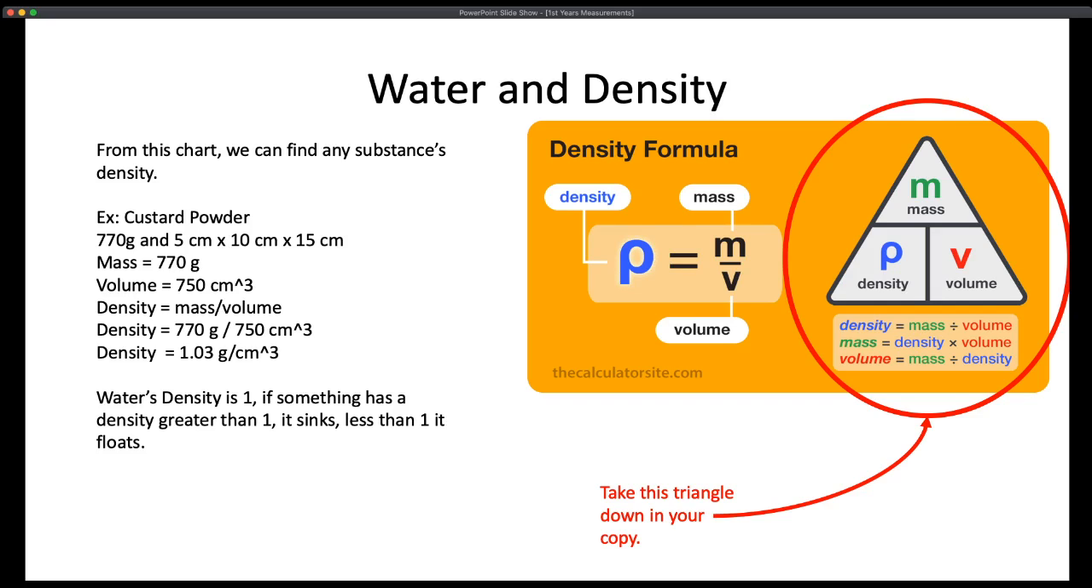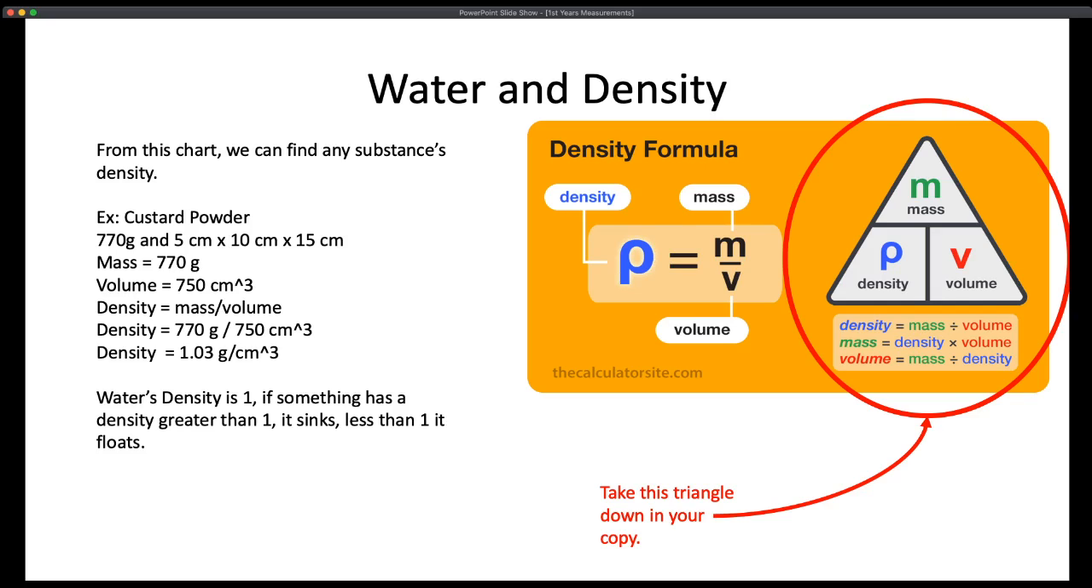And then since mass and volume are over top of one another, that means divide. There's also a little cheat sheet down here for you. So when you're trying to find density, density equals mass divided by volume. If you're trying to find mass, you cover up mass, and they're right next to one another on this triangle, and that means multiply if they're right next to one another rather than over top of one another.